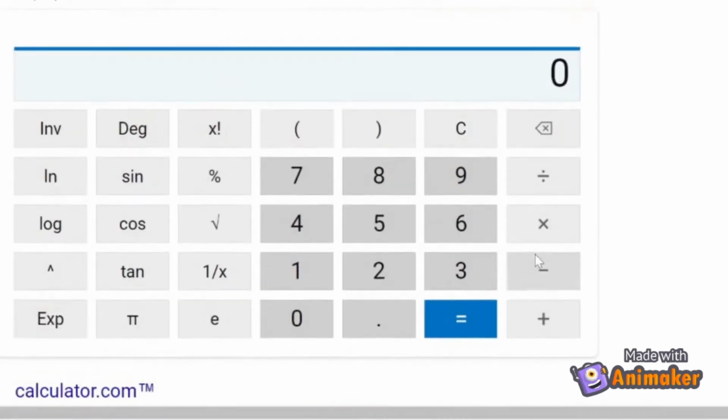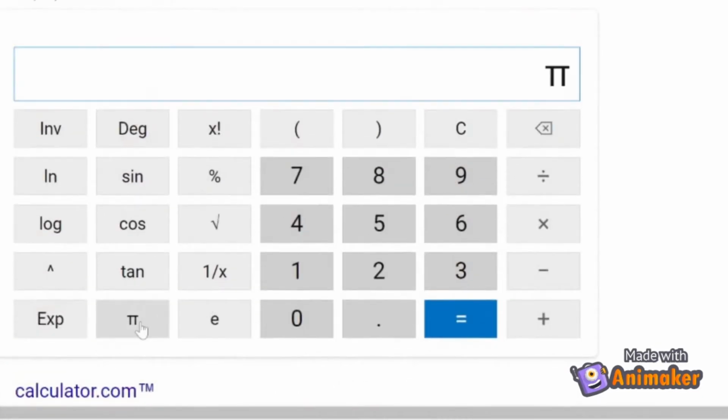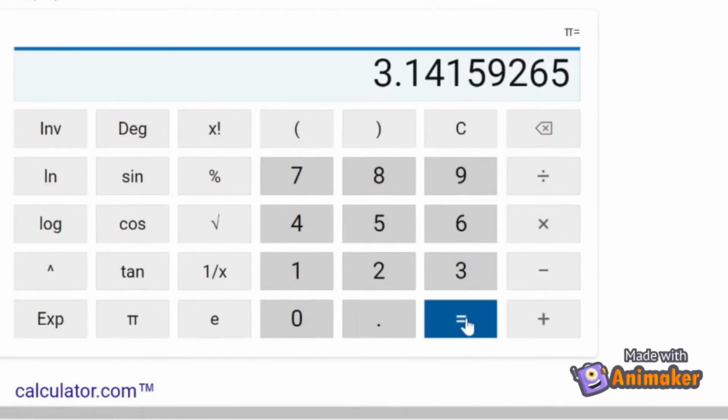Typing pi into a calculator will yield the result 3.14159265, not because this value is exact, but because a calculator's display is often limited to 10 digits. But in reality, pi is proved to be an irrational number, that is a decimal with no end and no repeating pattern.